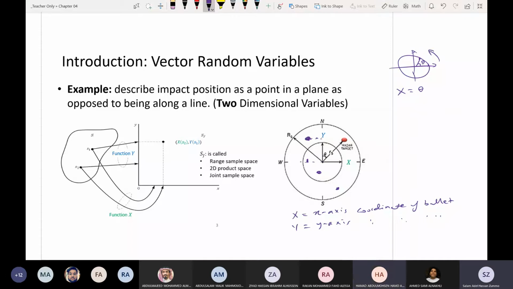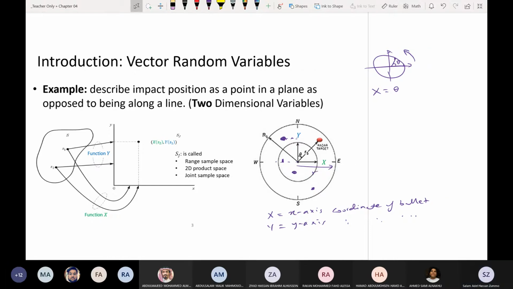So clearly, x takes values from, suppose that this has a radius of certain r, let's call it r. So clearly, x can take values from where to where, Shabab? From minus r to r, right? And y can take values again from minus r to r. So basically these are the ranges of x and y.